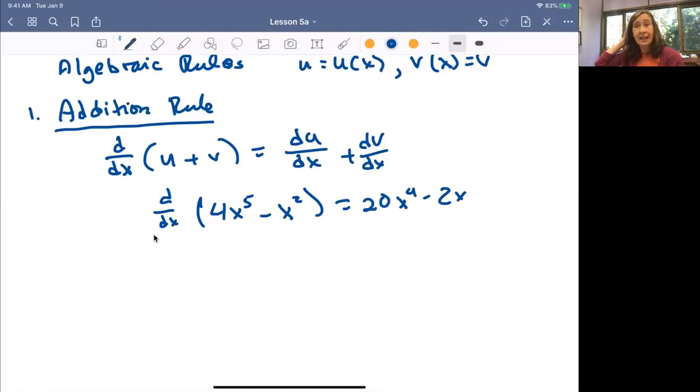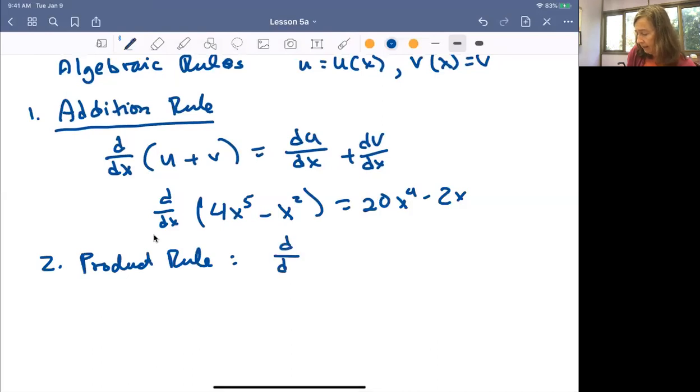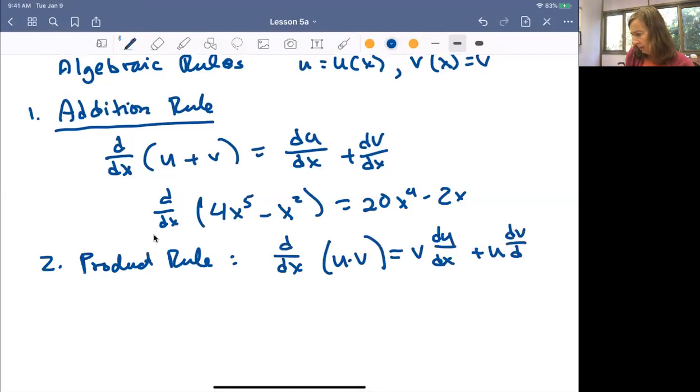Wouldn't it be great if the same thing were true for products and quotients? It would be great, but that's not how it is. The product rule is not so simple. Not terrible, I don't want to make it sound harder than it is, but it is not true that the derivative of a product is the product of the derivatives. Rather, if we have the derivative of the product of u times v, it's v times du dx plus u times dv dx.